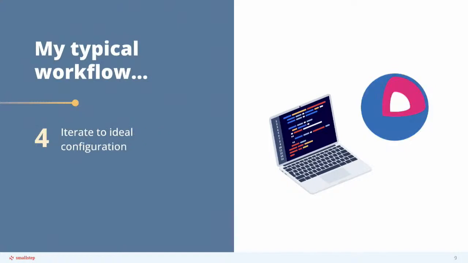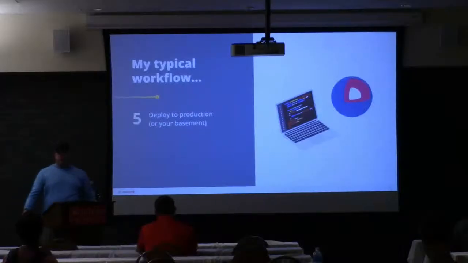And then iterate. I think every time I start a new project, the first time I try to boot my Ignition configuration, it never boots. There's something wrong. So you kind of have to go through this cycle of figuring out, well, what did I do wrong? How do I get my software running? How do I achieve my goal for my workload to run correctly? And then deploy it to production or your basement or for your coworker that just needs the problem fixed.